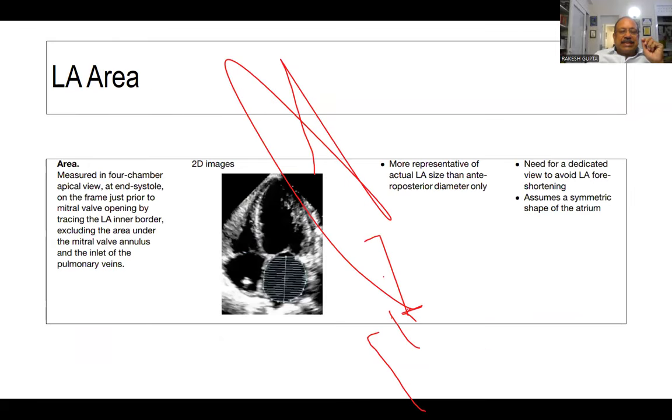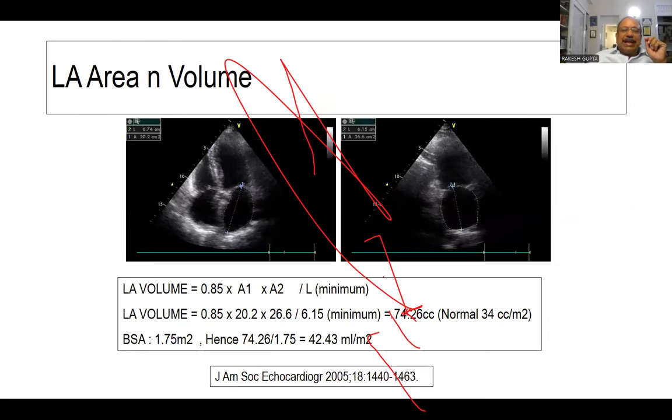Now comes the next thing, how to calculate LA area. We did LA volume, LV volumes, our ejection fractions. We look at the LV systolic functions. And next we look at the LA area. So when is the maximum LA size? LA is maximum size during end systole or beginning of diastole.